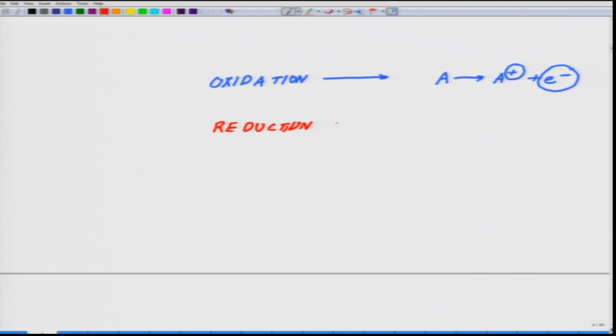Similarly, reduction is a situation where a material accepts an electron and becomes either negatively charged, or if it is in a positive state, it will become neutral. So, accepting an electron is a process of reduction. Oxidation is a process of donating an electron. So, you are giving away an electron and you are accepting an electron.